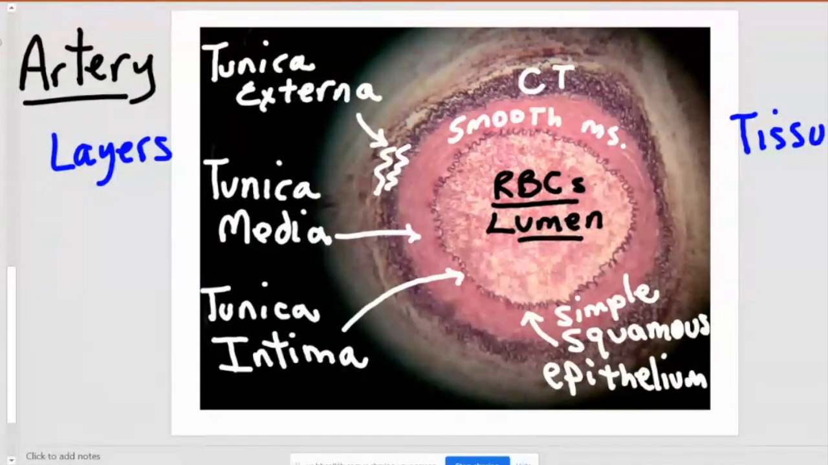So there's our first markup. Go ahead and take a picture with your phone and get that. I use this exact picture on the test. So you can expect to see this and be asked the layers or the tissue type there.